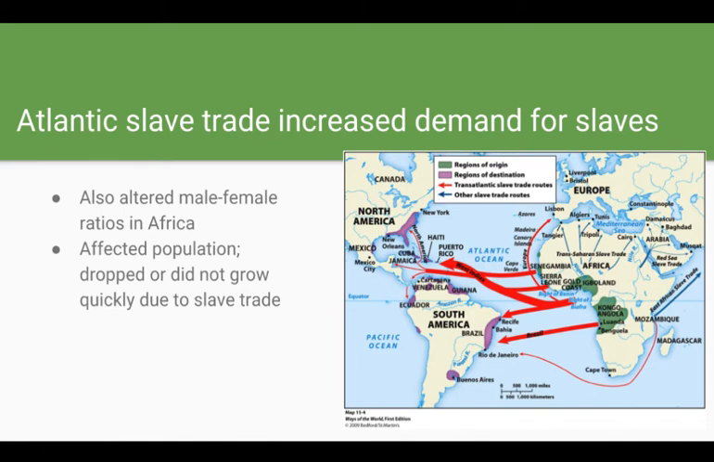For some of the effects in Africa, it did cause African population to slow down or in some places drop because so many men especially were removed from society, but also women as well.